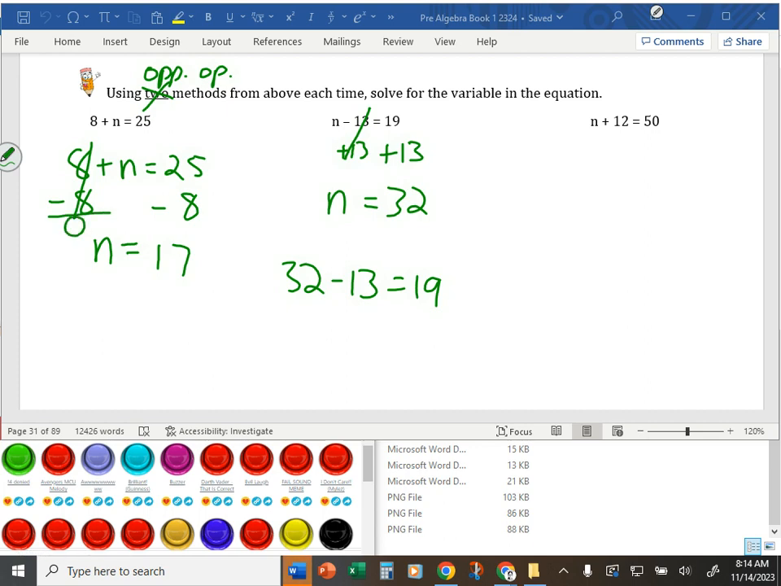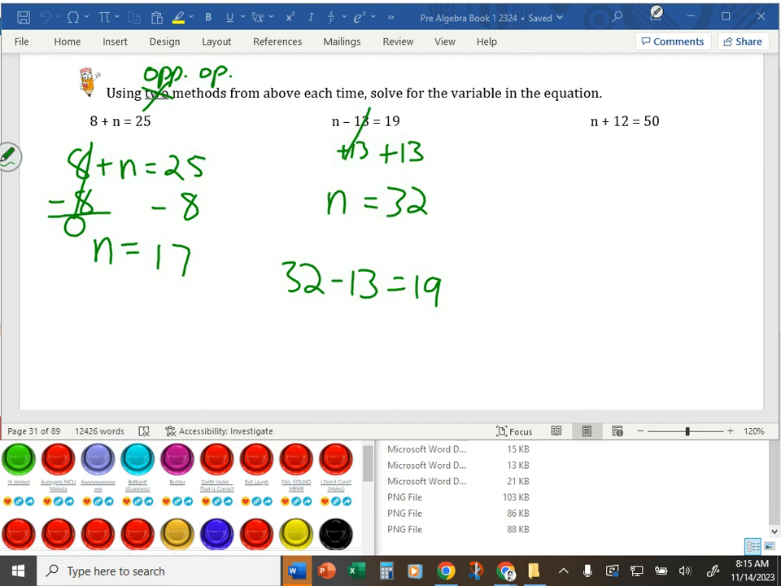In the second one, I was subtracting 13 from n. If I want to get n by itself, I have to undo subtracting 13. And what undoes that? Well, adding it does, because negative 13 plus 13 equals 0. Okay? So in the third one here, I'm adding 12 to n. I want to get n by itself, and so what's the opposite of adding 12?